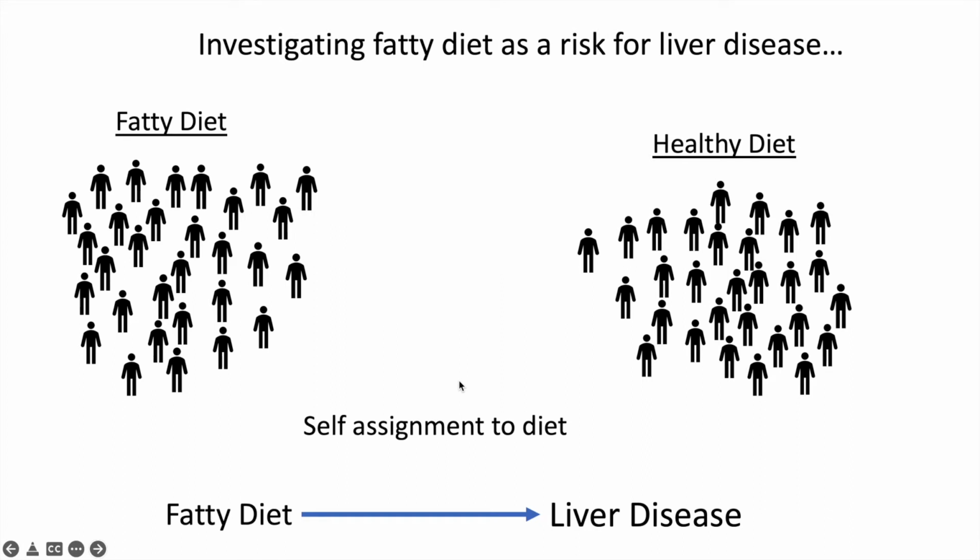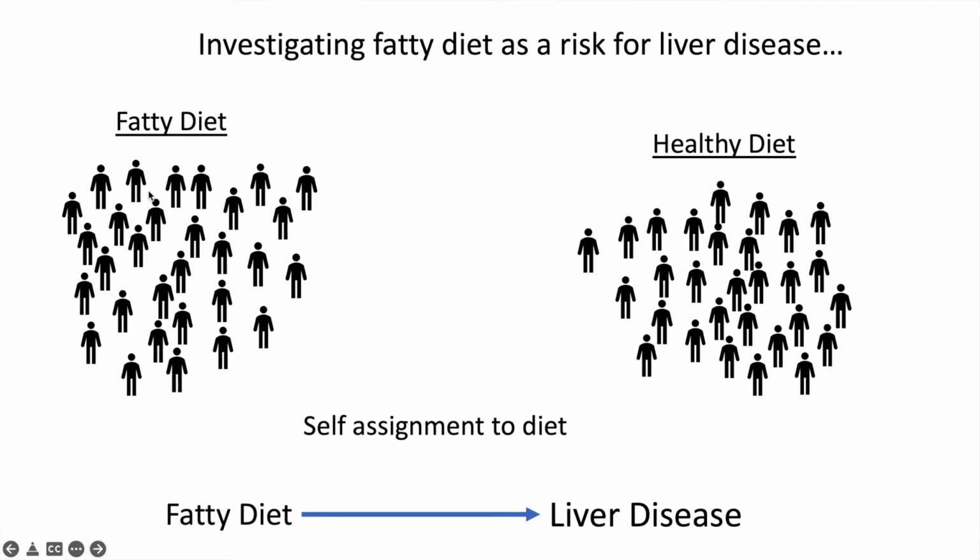So for those of you that are visual learners, I thought I would bring out my population diagrams again, just to illustrate visually what confounding looks like in a population. If our exposure outcome relationship of interest is a fatty diet and liver disease, and we have this fatty diet group and non-fatty diet group, and we're measuring liver disease in the two groups, we're functioning under this assumption that the two groups are exchangeable.